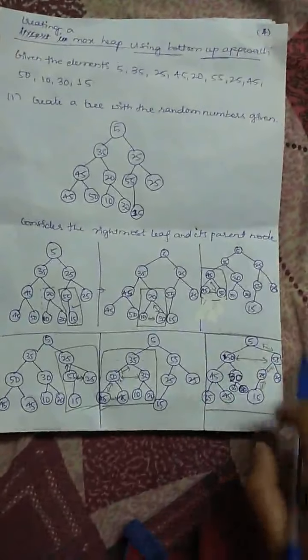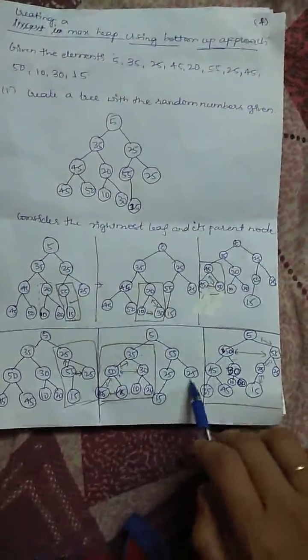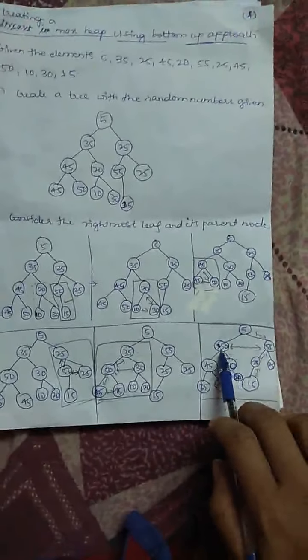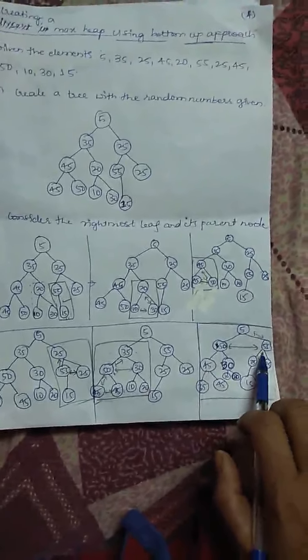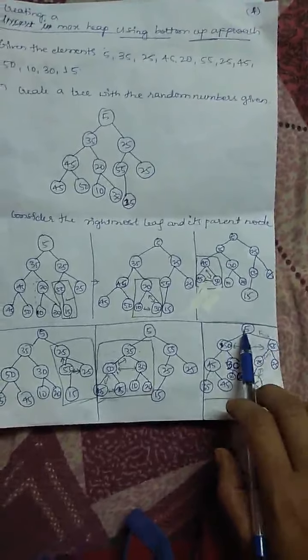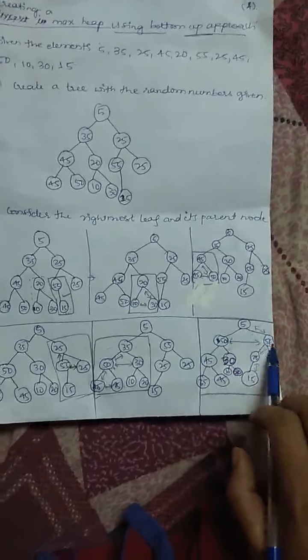So after considering the whole tree here, now see here. After exchanging in the previous step, we have here 50 and here 55. So among 50 and 55, which is greater? 55 is greater. Compare it with the root node. Here we are having 5. So exchange this one. So here 5 will come.